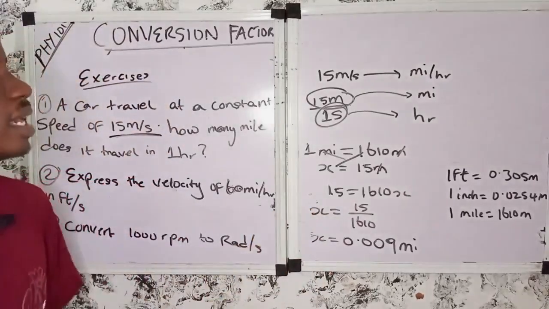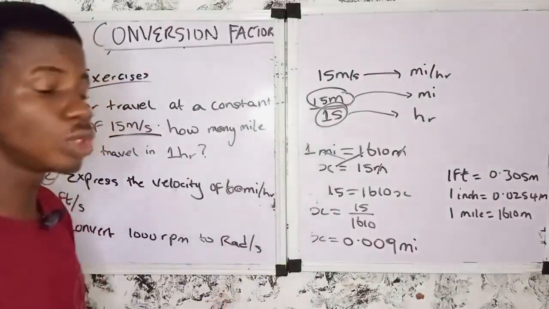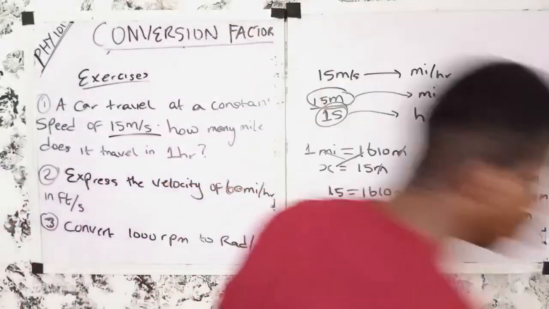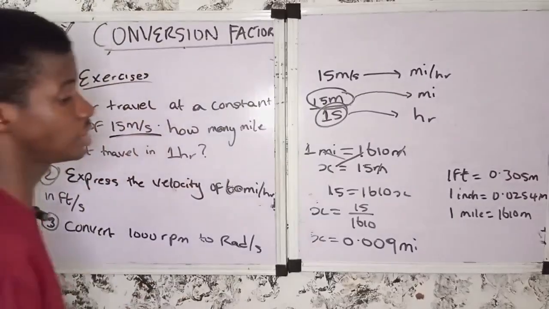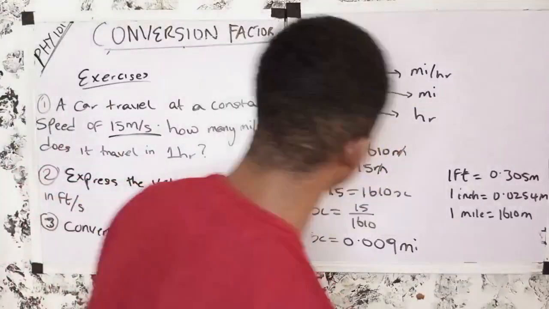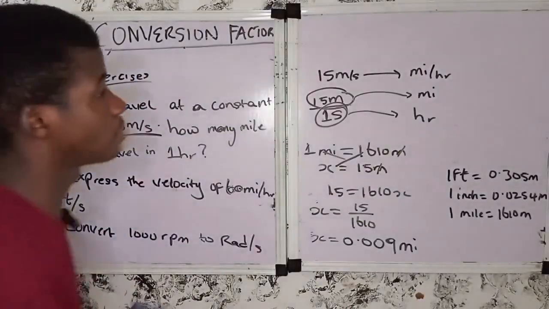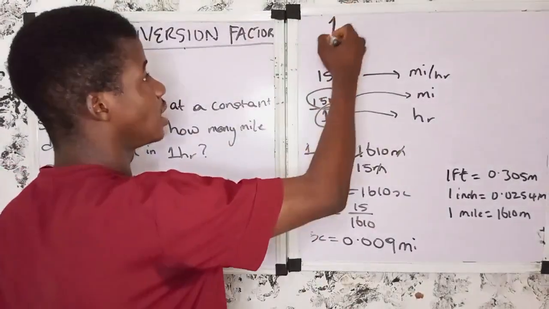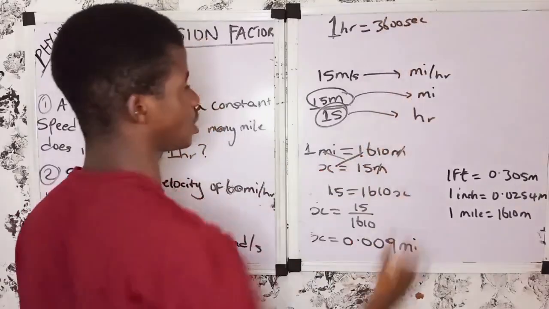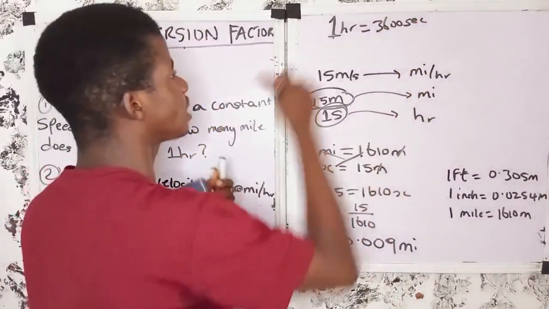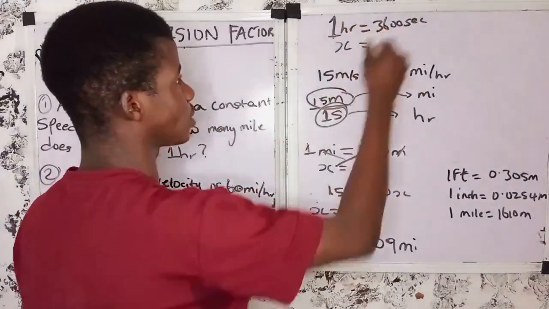0.009 mile. Now what about seconds? How are we going to convert from seconds to hour? It's easy. Remember, 1 hour is equal to how many seconds? 3,600 seconds, okay?